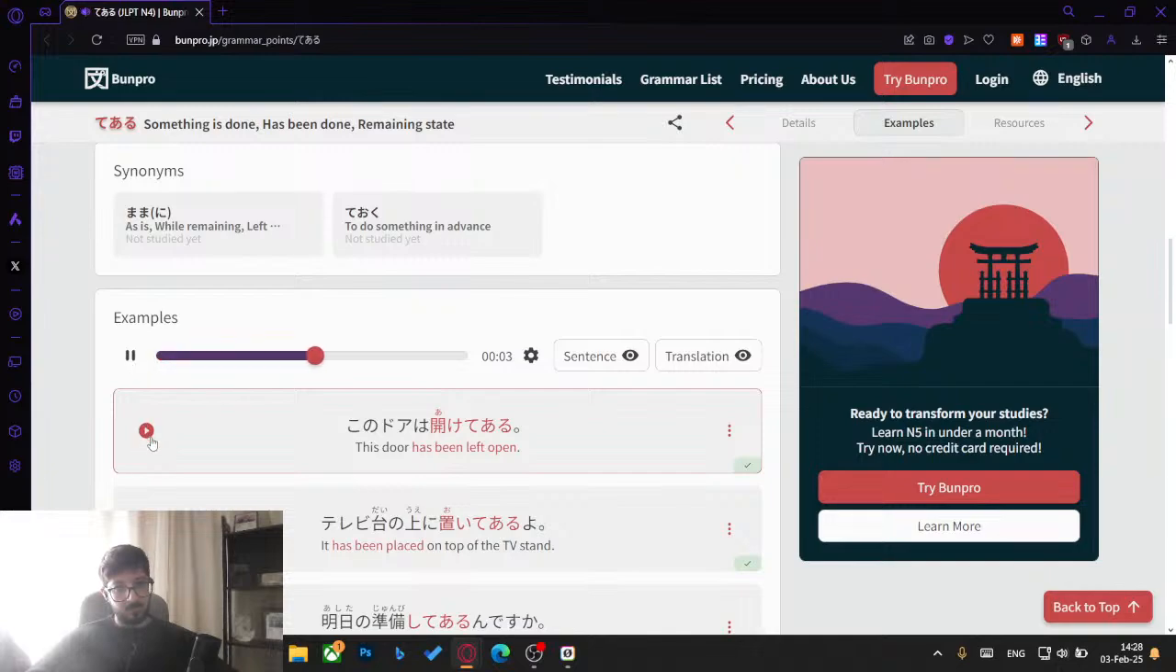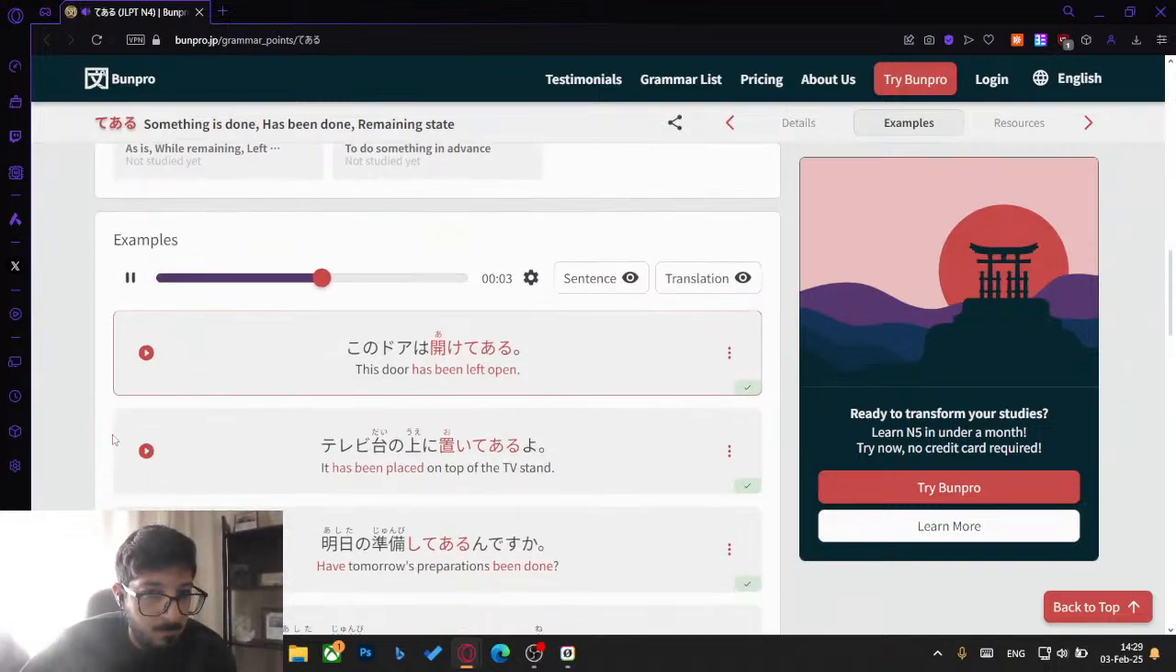このドアは開けてある。In my brain, te aru is not really its own grammar point. It's just te form and aru, if that makes sense. So it's not a grammar point, it's just te and aru. It describes a state of being left on the table. It describes the existence, the state of the thing. I think I can understand.